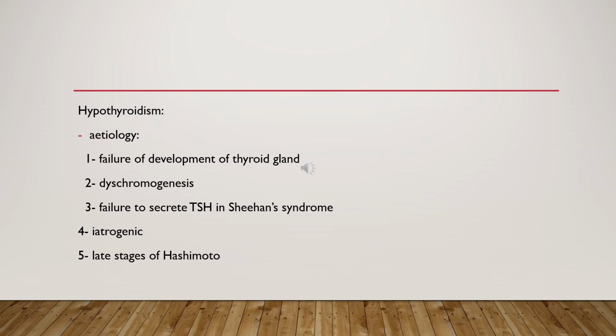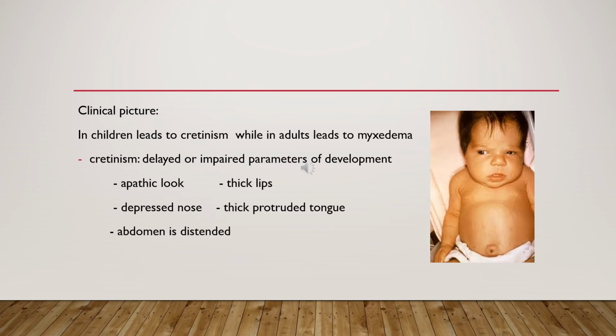Hypothyroidism etiology: failure of development of the thyroid gland, dyshormonogenesis, failure to secrete TSH, Sheehan syndrome, iatrogenic causes, or late stages of Hashimoto's disease. Clinical picture: in children it leads to cretinism, in adults it leads to myxedema.